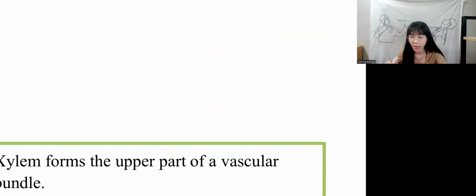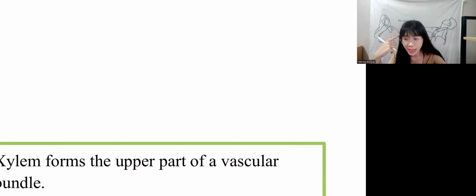Okay, can you guys tell me? We have the leaf, stem, and root. Now in the stem, is the xylem inside or outside? The xylem is inside, correct? The phloem is outside. For the leaf, is the xylem top or bottom? The top part is the xylem, the bottom part is the phloem.